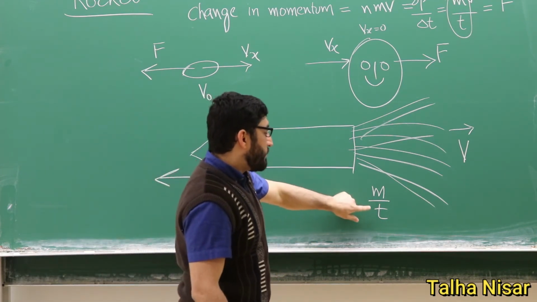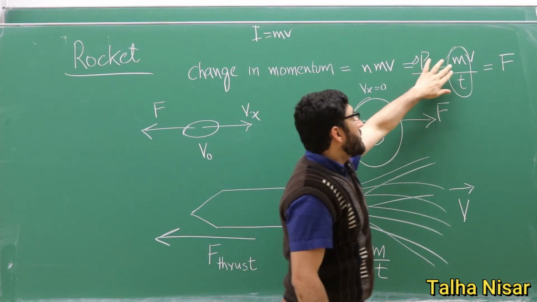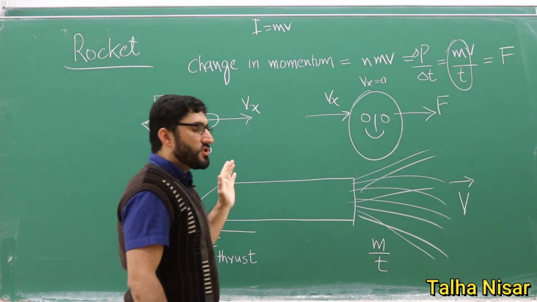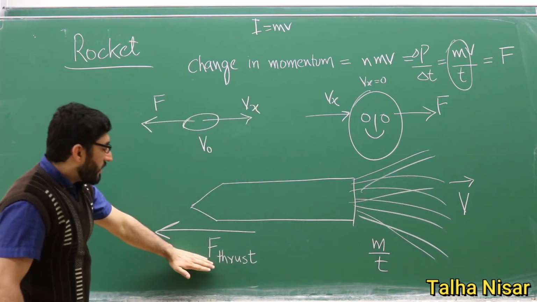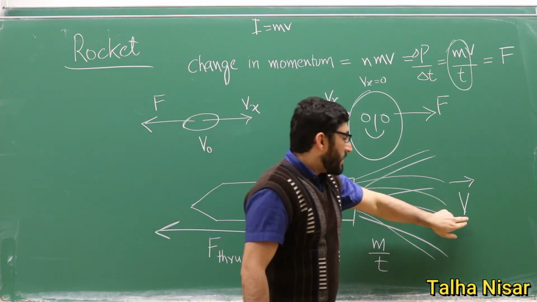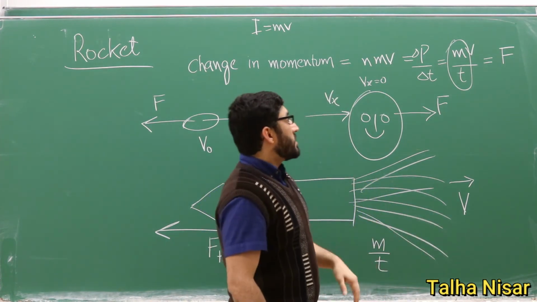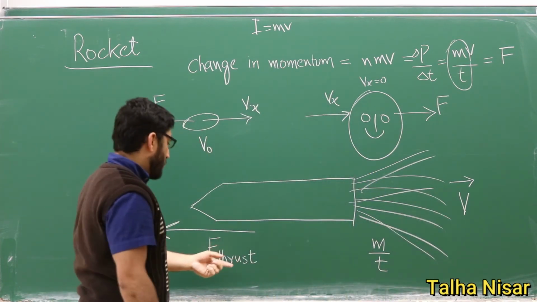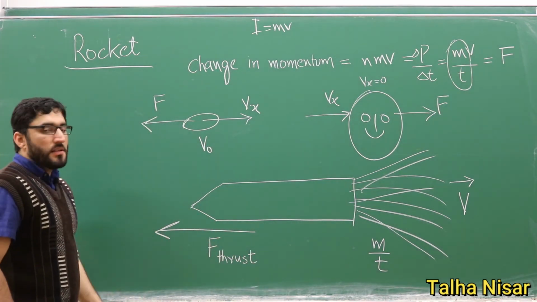If the mass per unit time is high, which is directly proportional to the force, it means there is a lot of gas coming out of the rocket, so the rocket will feel a very high thrust force. And if the velocity of the gas that is coming out is also very high, which is also directly proportional to the force, then if these two are high, this force will be extremely high.